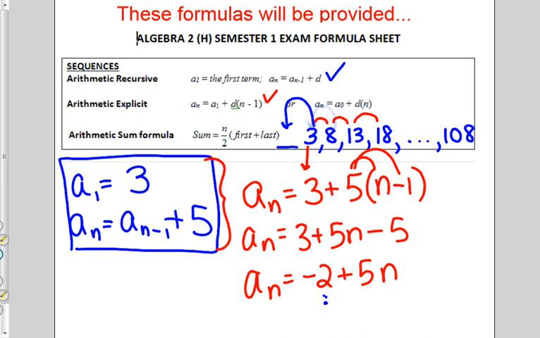So this is the explicit formula using n minus 1 and A1. This is the explicit formula using n and A0. They would produce the same sequence. Check.